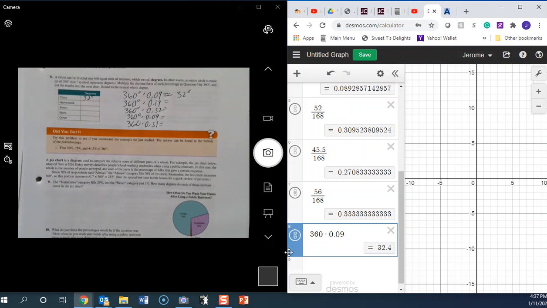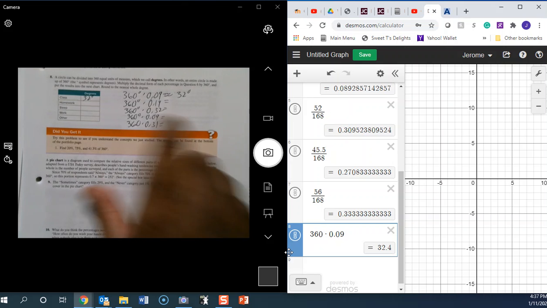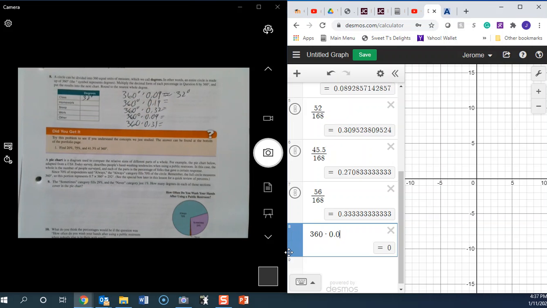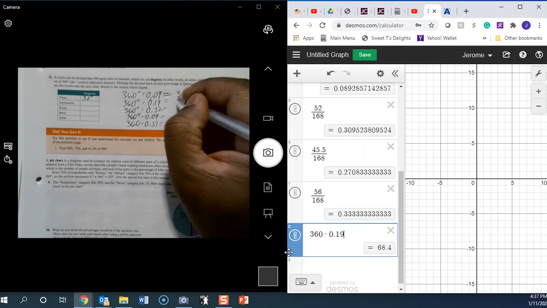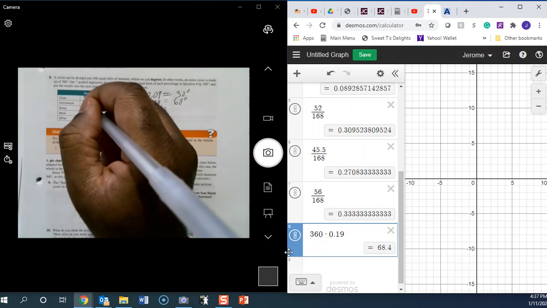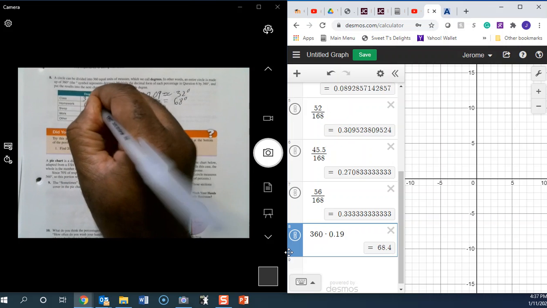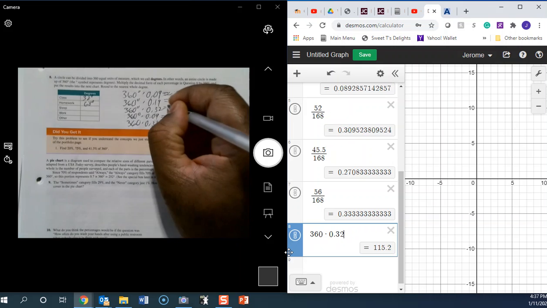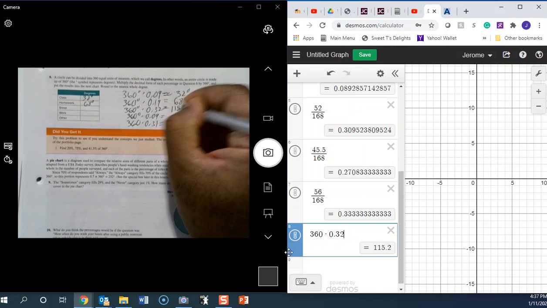Now, one thing I like about Desmos is this here. Since the 360 doesn't change, all we have to do is change that decimal value. So it'll be 0.19. Round that, that'll be 68 degrees. Then change that 19 to a 32. That'll be approximately 115 degrees.